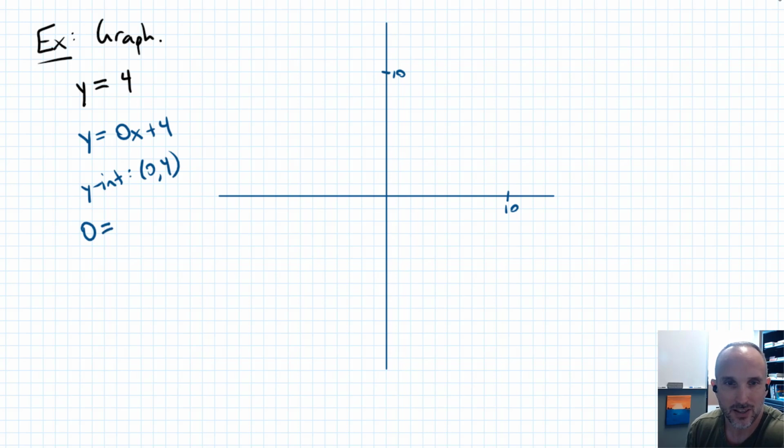I want to think about that as a fraction. I could think of it as 0 over 1, or really 0 over anything. So I'm going to plot my y-intercept, 1, 2, 3, 4. I'm going to rise 0, so I'm not going to move up or down at all, and I'm going to run 1. Rise 0, run 1, rise 0, run 1. And what you see is when you have a 0 slope, you get a horizontal line.